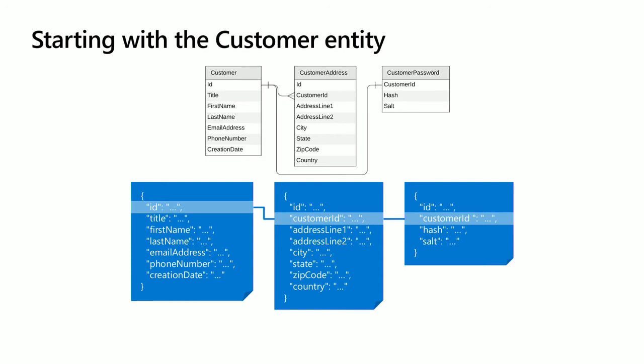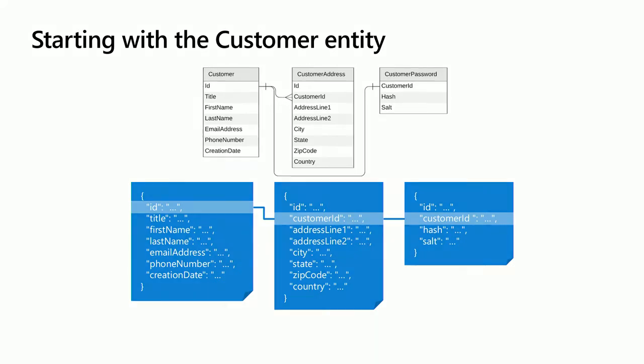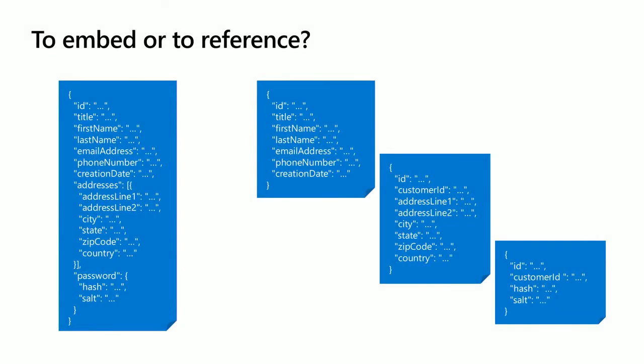But because we are just storing JSON, and we can store any shape of JSON, another way of materializing our customer would be to put everything in just one document, right? What if we started with all the data that defines the customer, and to that original document, we just add a JSON array containing the addresses, and then another sub-object to materialize the password data. So those are two different ways to materialize that. Either we embed everything in the same document, or we keep those different entities separated in different documents.